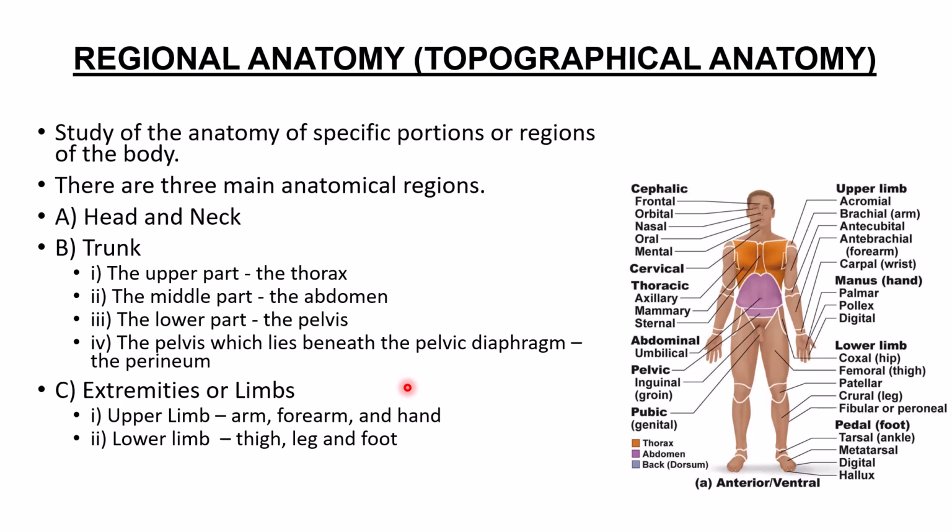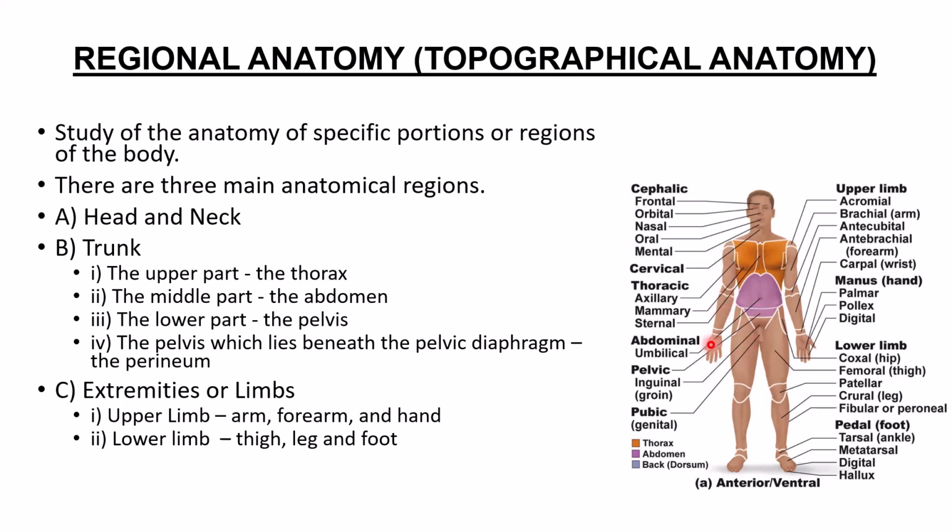In the traditional system of MBBS, we study according to the regional anatomy. There are three main anatomical regions. Number 1 is head and neck, number 2 is trunk, and number 3 are the extremities. In the head and neck region, we study the head and the neck part. In the trunk, there is the upper part, which is named as thorax. There is the middle part, which is named as abdomen, and the lower part, which is named as pelvis. Below the pelvic diaphragm, there is perineum.